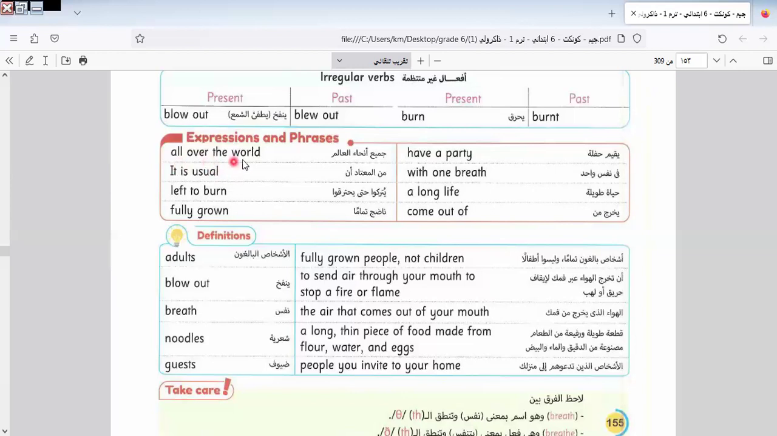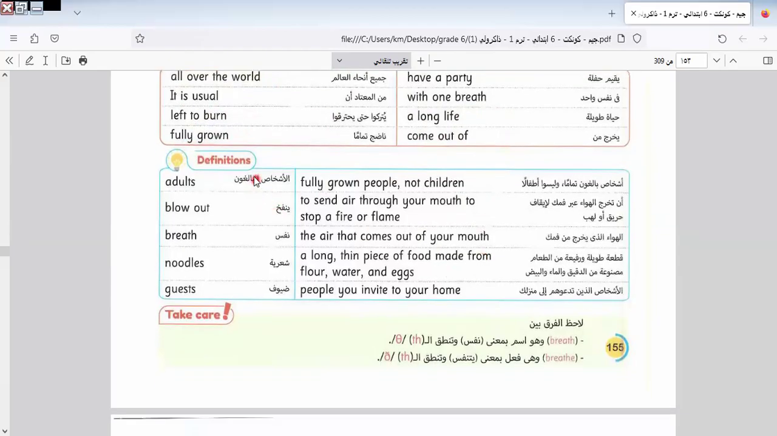All over the world. Here is "all over the world". This is an expression we use as usual. Have a party. It's usual to blow out the candles and have a long life. Here we have some definitions.